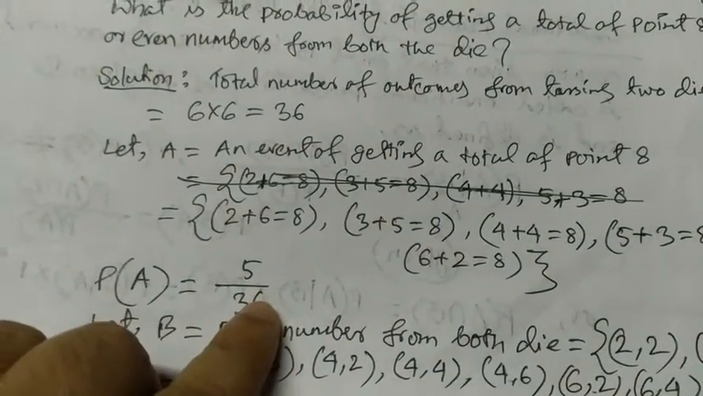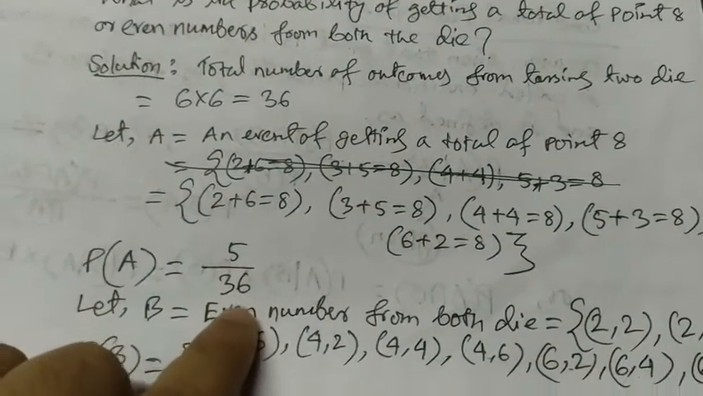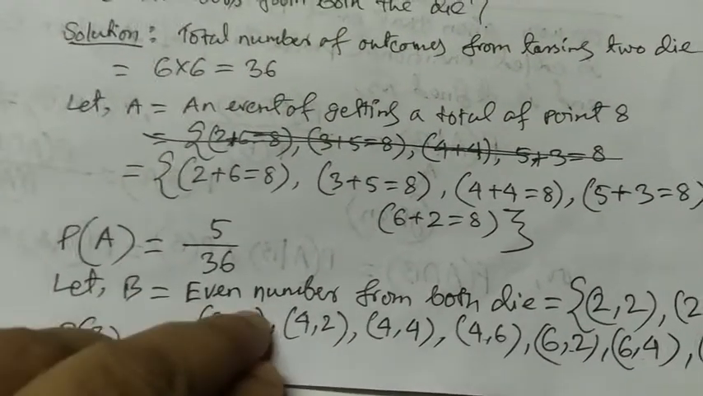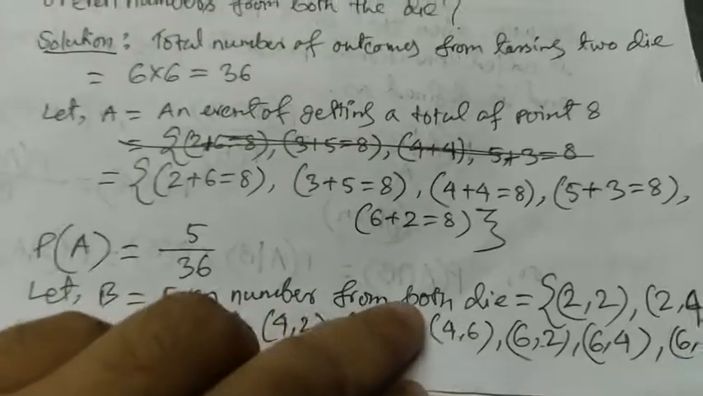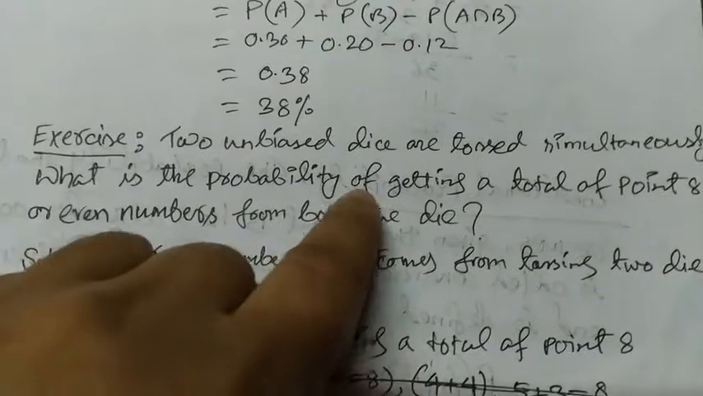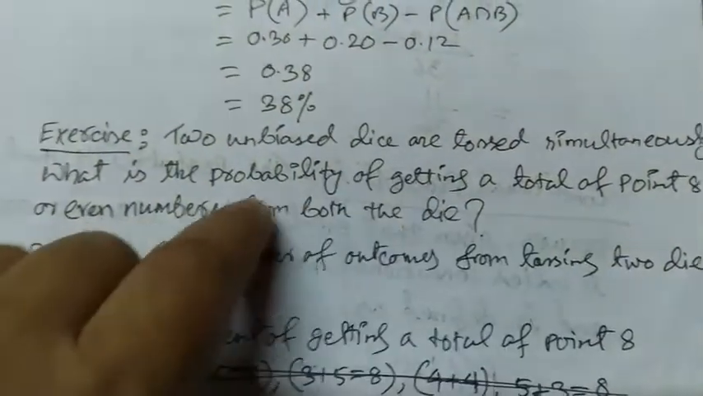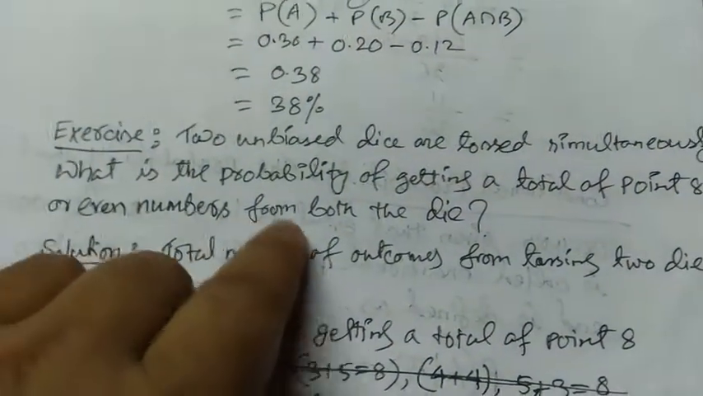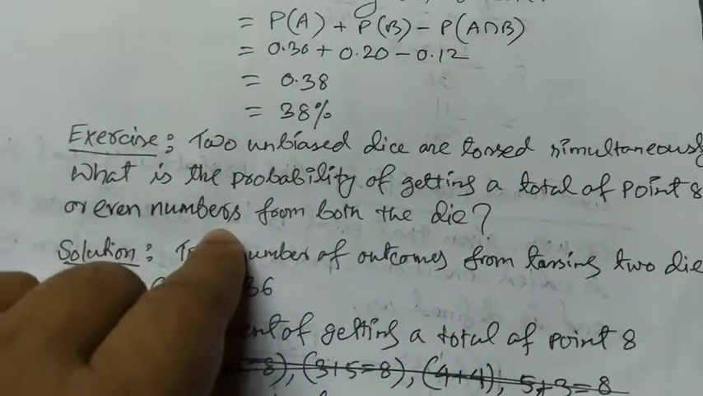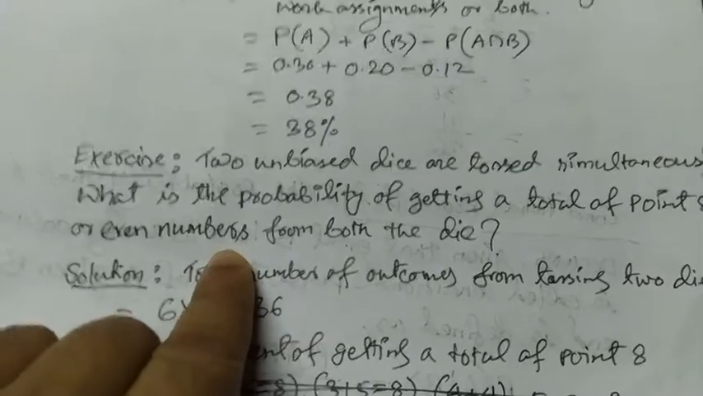So probability of A is 5 divided by 36. Now let us denote event B as even numbers from both dice. As you can see, the question was asking us to find the probability of getting a total of 8 or even numbers from both dice. So we also need to find the probability of getting even numbers from both the dice.